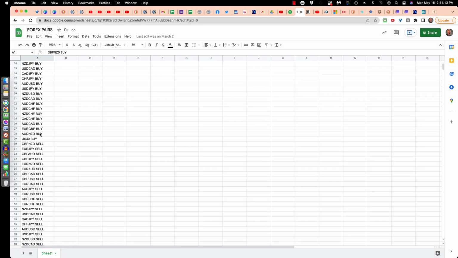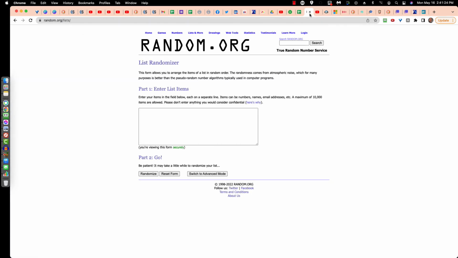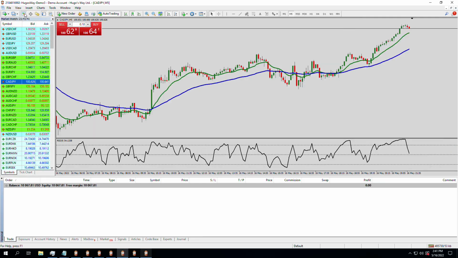I'm going to copy my list of 28 currency pairs plus US 30. They each have a buy and a sell tag attached to them. Let me copy this list. Let's then go over to random.org, paste that list into the box here, hit randomize, and our very next random trade is GBP CAD buy. GBP CAD buy.